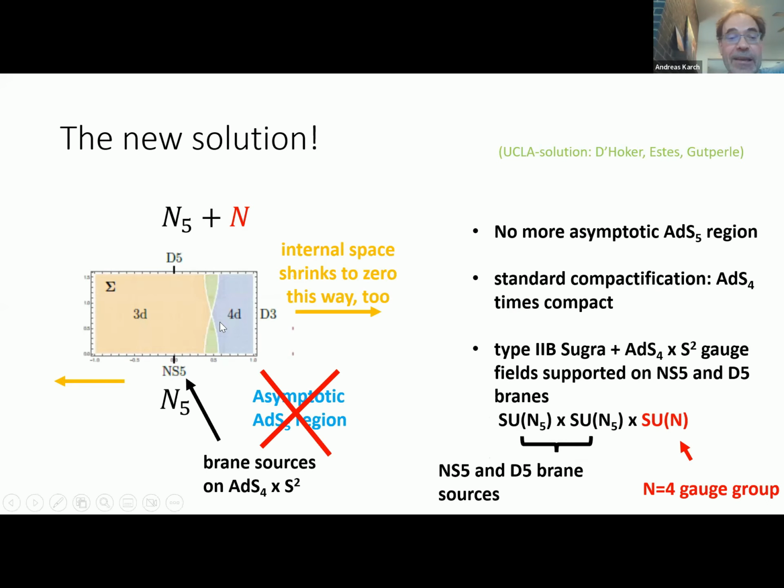So what's different this time, right? I can write down the strip Sigma, and it has these various regions. One thing that changes is that where we used to have this asymptotic AdS5 region, this time the internal space shrinks to zero also to the right in this picture. So my internal space collapses on both ends. So I have no more asymptotic AdS5 direction. Really, this geometry now looks much more like a standard compactification. It's a warped compactification, but essentially I have AdS5 times a compact space. I have some sort of deformed S5 and a finite size interval.